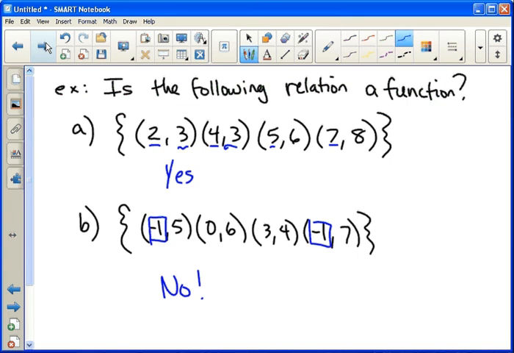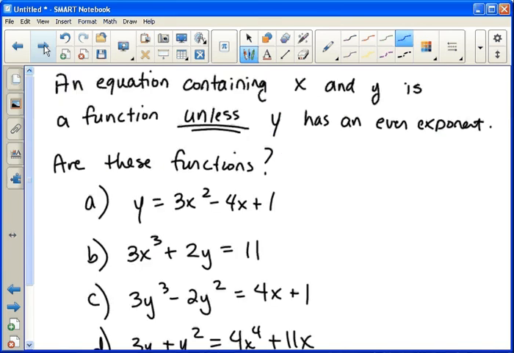Okay, another thing you may be asked to do is look at an equation, and they'll probably word it like this: is y a function of x? The bottom line here is that an equation containing x and y is a function y of x unless y has an even exponent. And that's related to the fact that if you were to take a square root of that y, you'd get plus or minus, but I won't say any more about that because there's no reason to confuse the issue. The point is, as long as y doesn't have an even exponent, it should be a function.